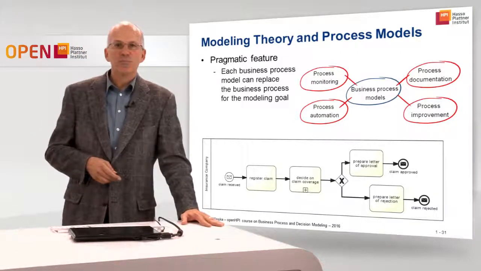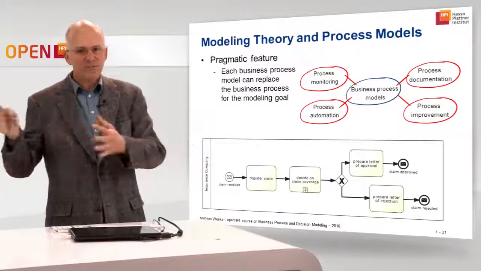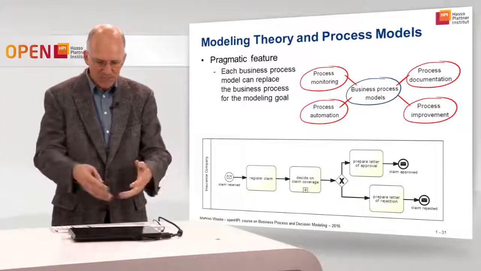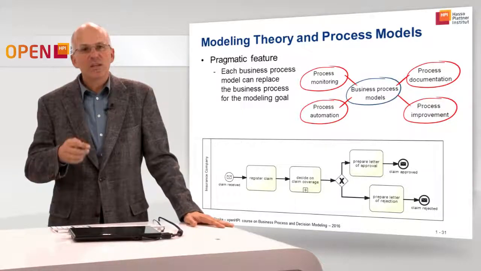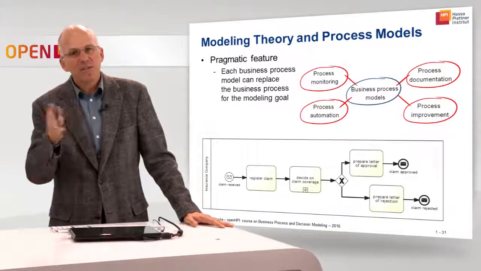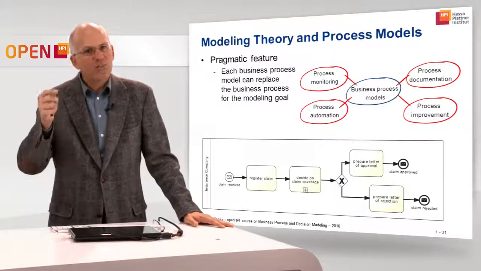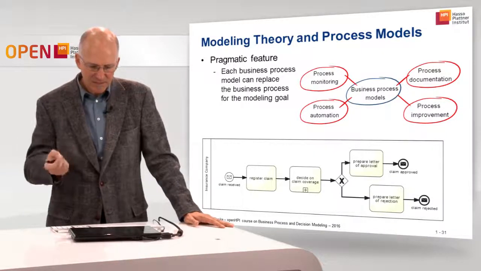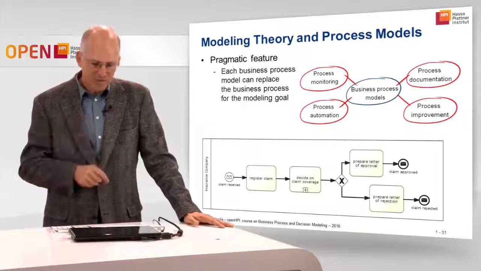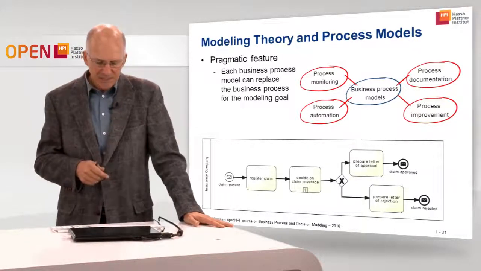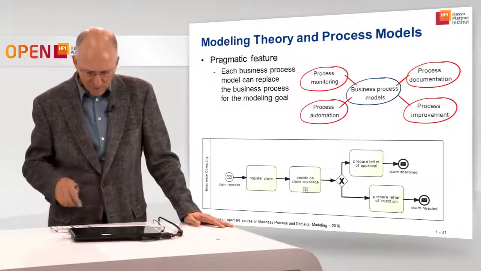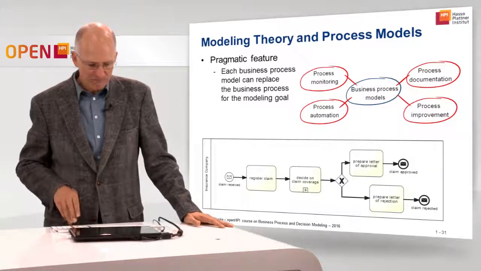So rather than improving some intangible process that runs in the organization, we have a tangible representation. We have the process model, and we can add activities, we can split activities, we can add branches, we can delete branches, things like this, to make it tangible. Therefore, also the process model can replace the original here. And of course, the same holds for process automation and also for process monitoring.